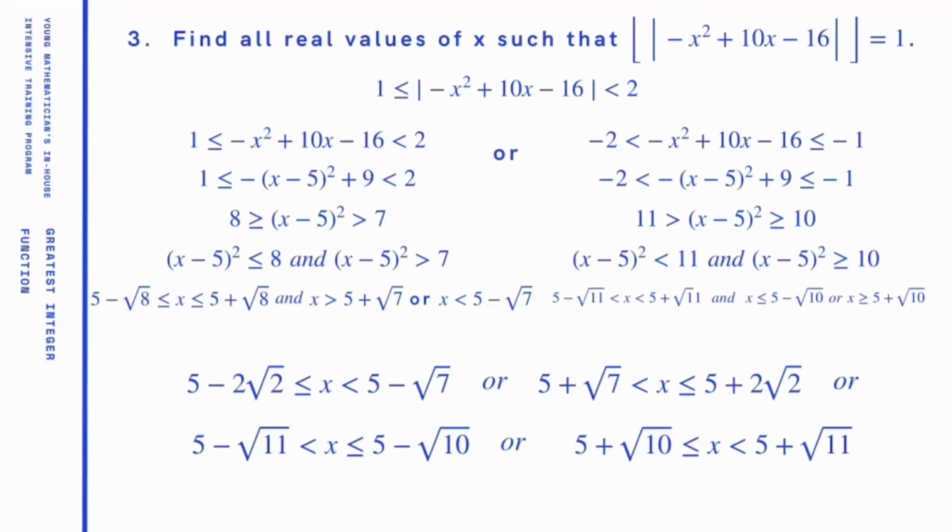So we write x is greater than 5 minus 2 square root of 2 but less than 5 minus square root of 7, or x is greater than 5 plus square root of 7 but less than or equal to 5 plus 2 square root of 2, or x is greater than 5 minus square root of 11 but less than or equal to 5 minus square root of 10, or x is greater than or equal to 5 plus square root of 10 but less than 5 plus square root of 11. And that is our answer.